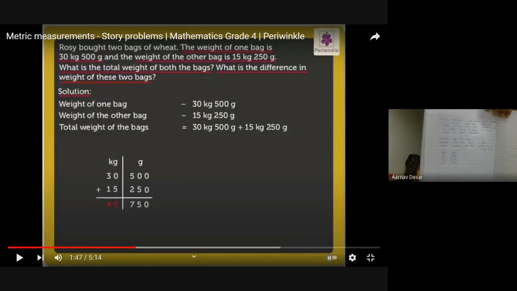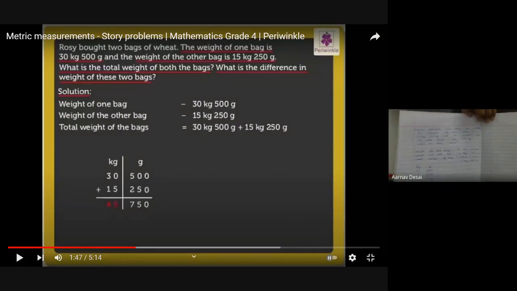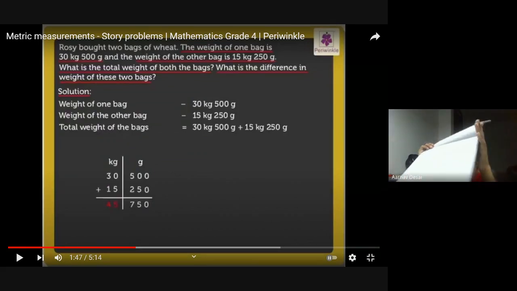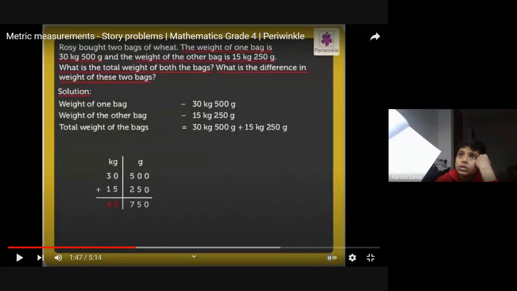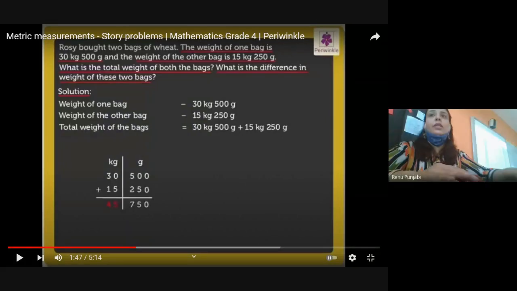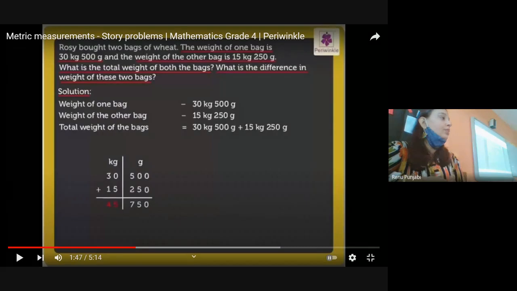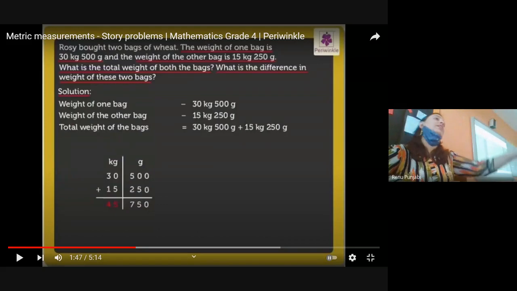Excuse me. Yes, please speak, Anna. Like this we have to write. Anna, mute your mic. Let me pin you. Yes, like this you have to write. Very good. Neat work. Only two sums, not more than two sums on one page. If it is one sum, then okay, do one sum only.